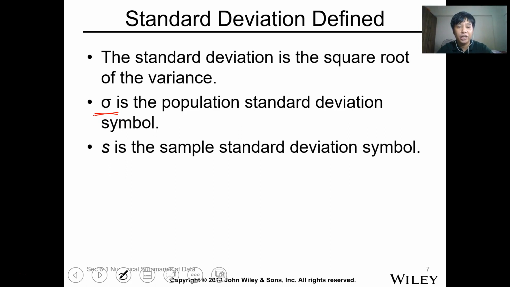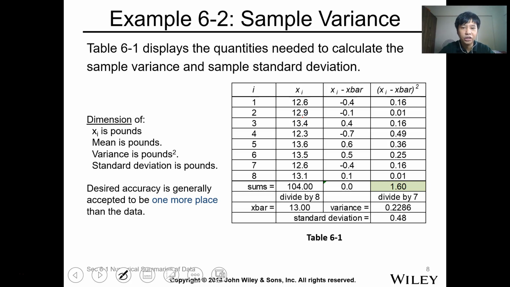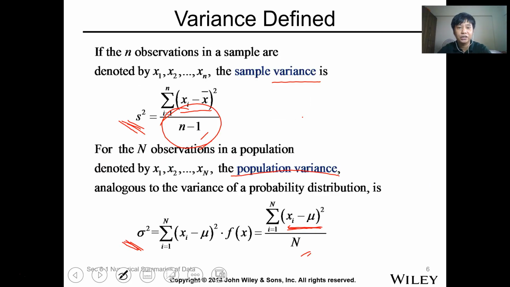Okay, now, standard deviation is just the square root of the variance, and the symbol is sigma. So, S for the sample standard deviation. This one is for the population. Okay, so you know already how to calculate the sample variance, either in the calculator or sa Excel. So, you just apply this formula.